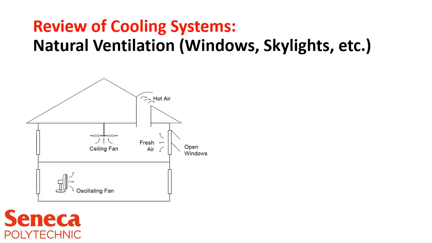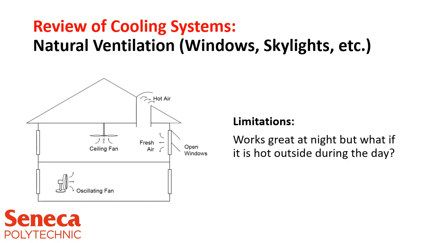The simplest way to provide cooling in a building is ventilation, either by natural means or mechanical devices such as fans. This method of cooling has a lot of limitations. For example, it will be effective if the outside air is cooler than the inside. But what if, as on most summer days, the outside air is hot?